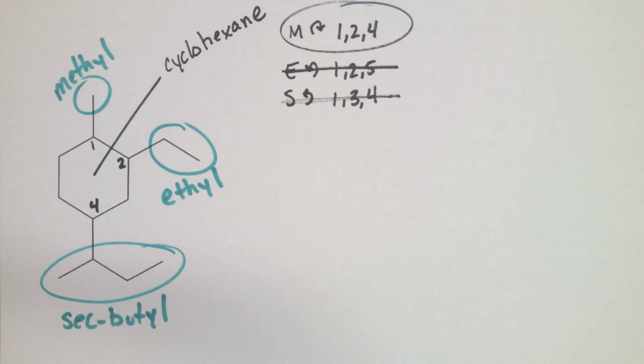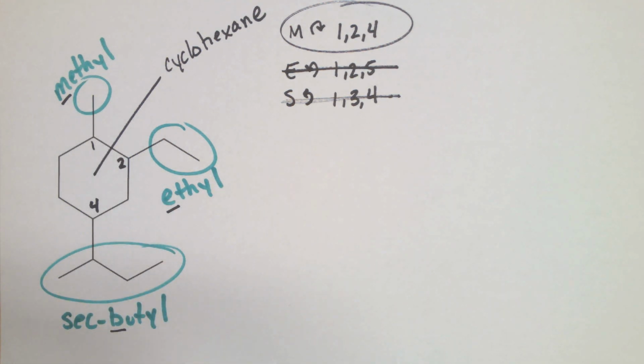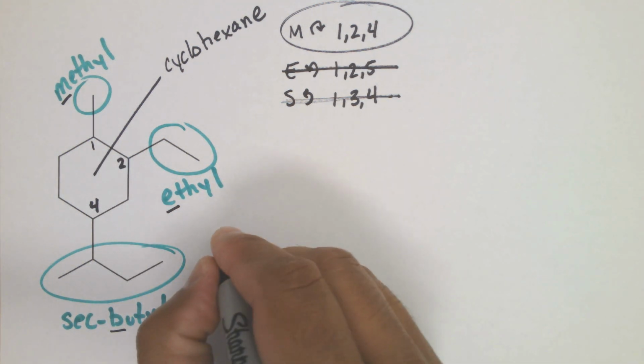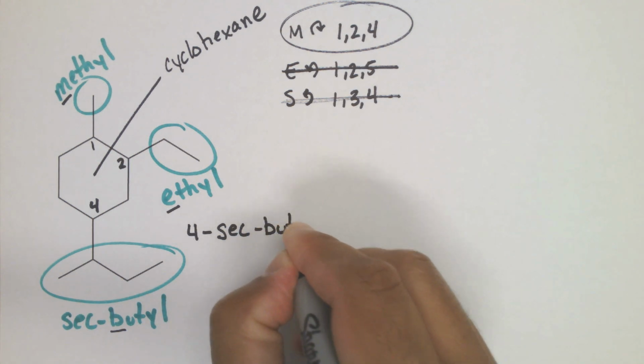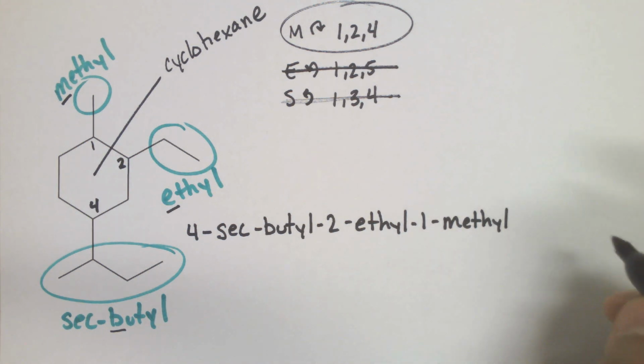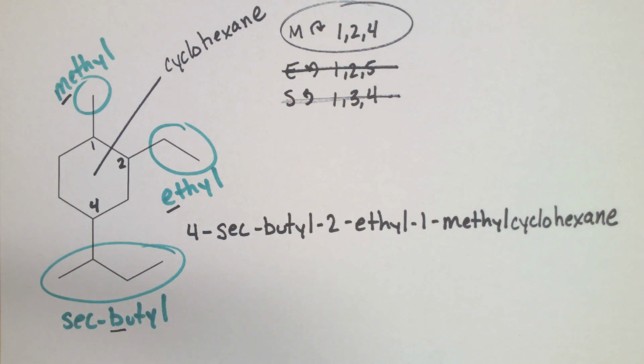Now, we still have to name the substituents in alphabetical order. Sec is a prefix that is not part of the alphabetical order rule. In the alphabetical order rule, butyl will go first, ethyl will go next, and methyl would go last. Even though the methyl group is at carbon number 1, we still follow the alphabetical order rule. 4-sec-butyl, 2-ethyl, 1-methyl, cyclohexane.